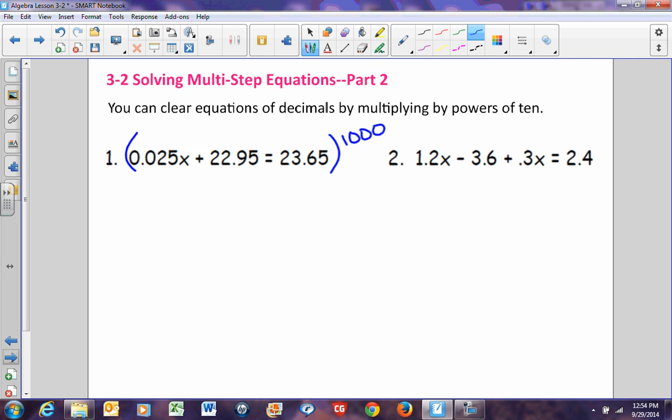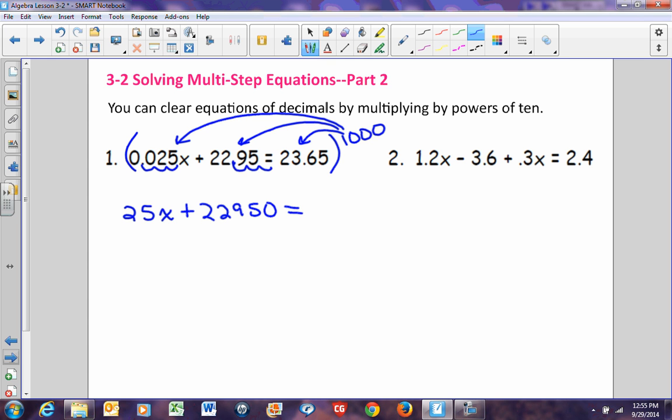Now, be careful. Make sure you multiply all the equation by 1,000. That means this piece here, this piece here, this piece here. So 0.025 times 1,000 is going to be 25x. So I'm going to move the decimal point 3 places to the right. 1, 2, 3. 22.95, if I multiply it by 1,000, 10, 100, 1,000, it's going to become 22,950. Well, equals, if I take 23.65 and multiply it by 1,000, 10, 100, 1,000, have to add a 0 there, and you get 23,650. Now we have no more decimals, less likely to make a mistake.